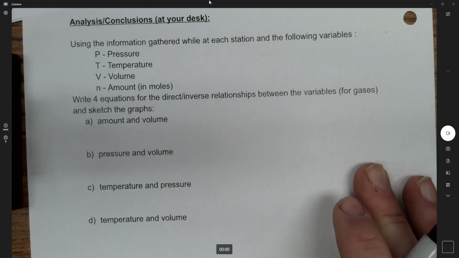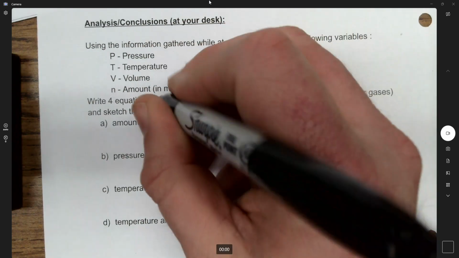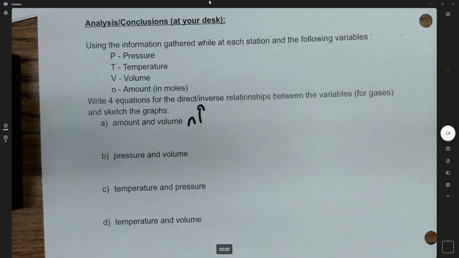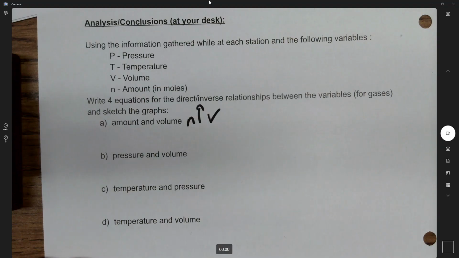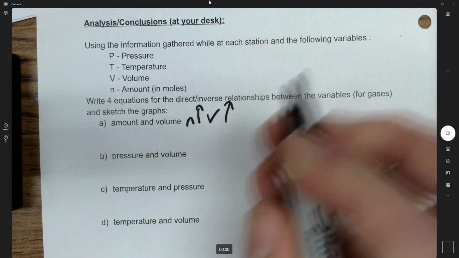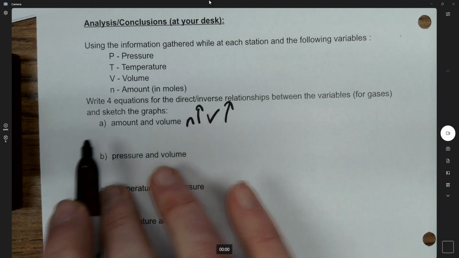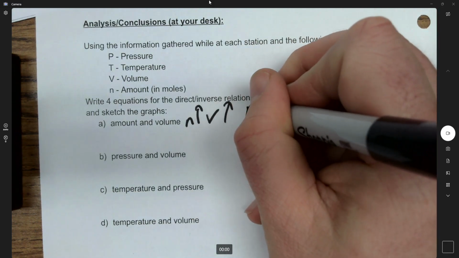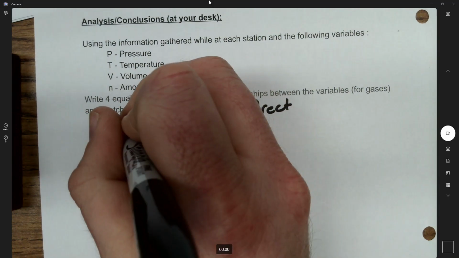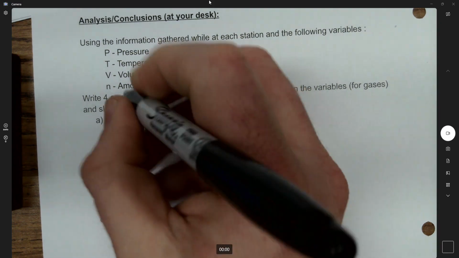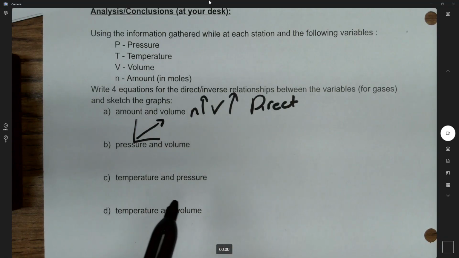So at station 1, everyone, each team got a balloon. As they blew into the balloon, what did the volume do? Did it go up or did it go down? It went up as well. If both variables go in the same direction, they're both increasing, I'm dealing with a direct relationship. So if I was to draw a graph, I'd expect to see something like this. As one increases, so does the other.